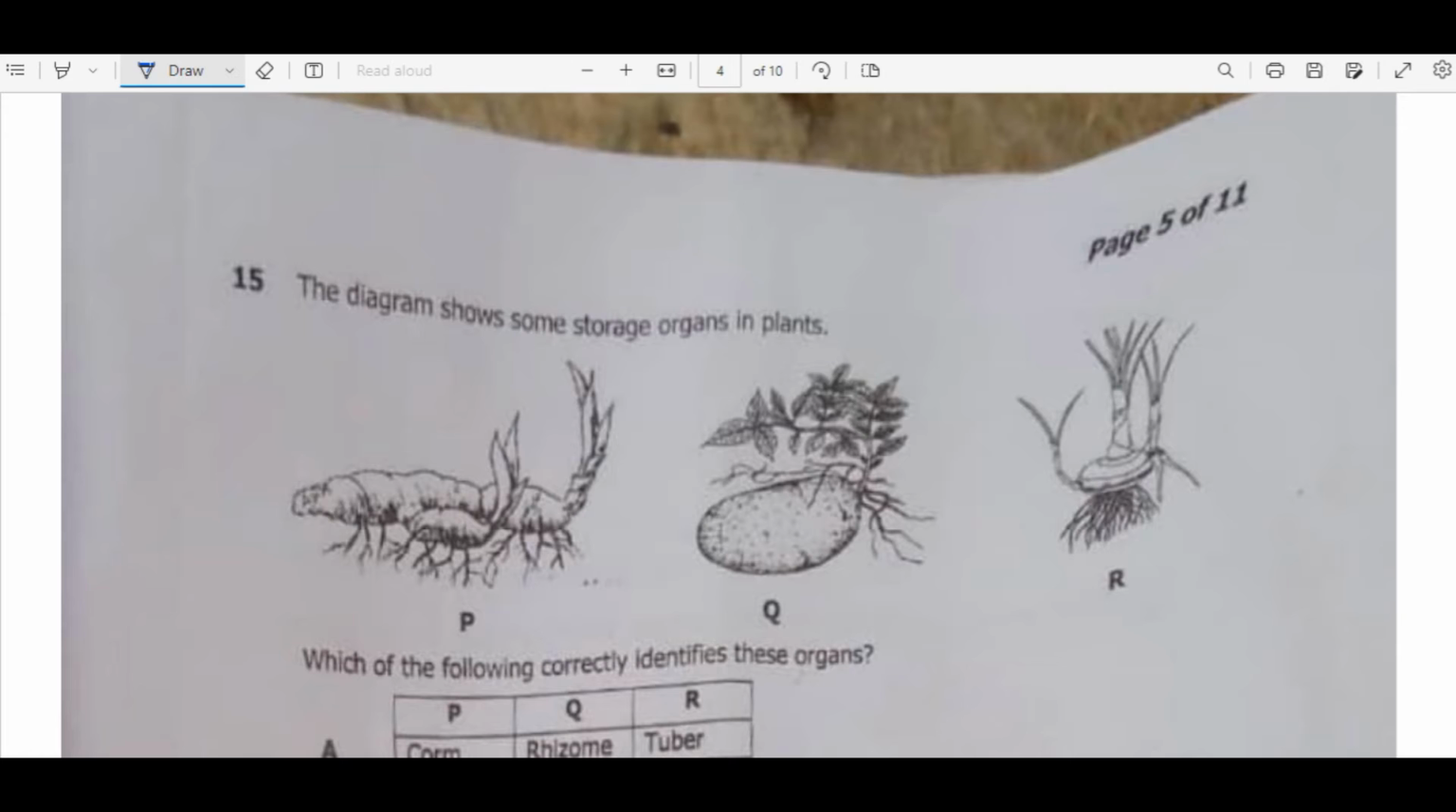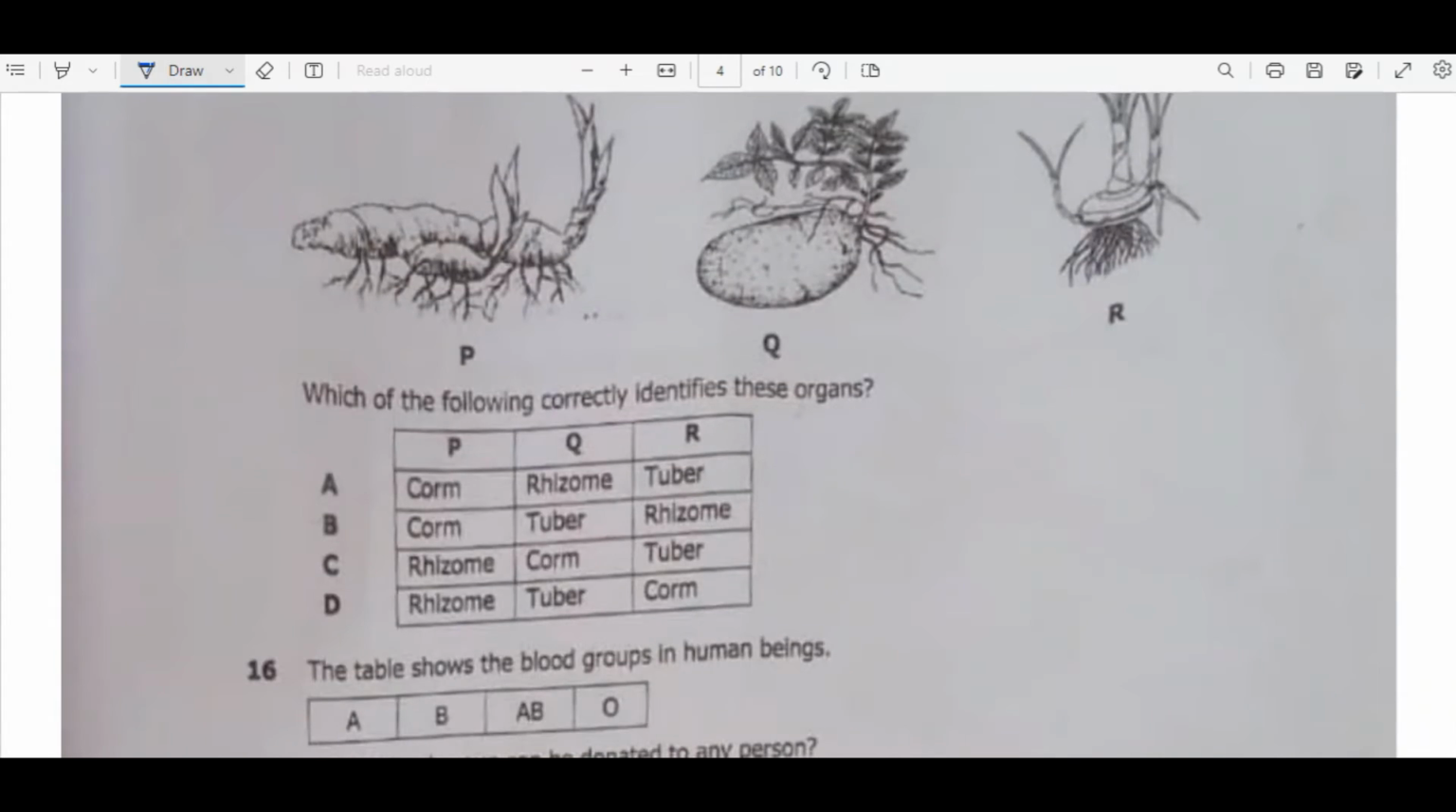So let us move to the next diagram. So the diagram shows some storage organs in plants. So we have P, Q, and then we have R there. Which of the following correctly identifies these organs? So we have A, B, C, and D. When you look at the first column, it is P, and then the second column it is Q, and then the third column it is R. So we have corm, and then rhizome, and then tuber, and then we have corm, tuber, and then rhizome, and then we have rhizome, corm, tuber, and then we have rhizome, tuber, and corm.